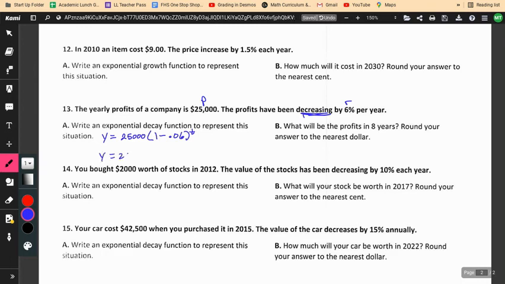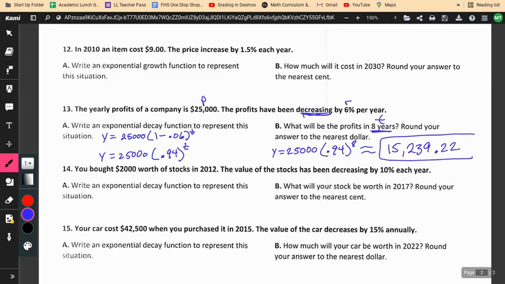Again, I'll simplify. Y equals 25,000 times 0.94 raised to the power of t. And then I'm going to use that second equation so that I can estimate what the profits will be in 8 years, which gives me my time. So we have y equals 25,000 times 0.94 raised to the power of 8. And so it is estimated that we have $15,239.22 left in our profit. Okay, so it's been decreasing by 6% for 8 years.